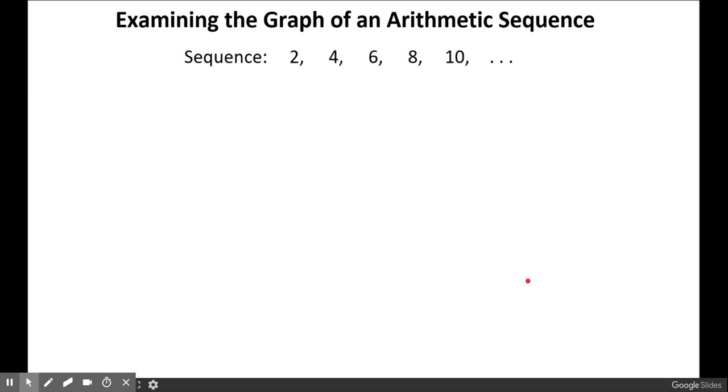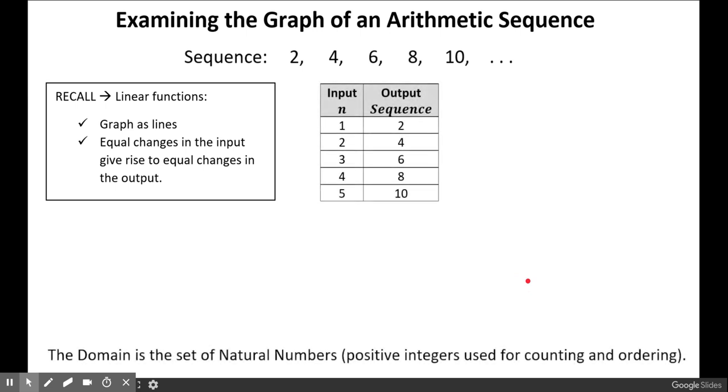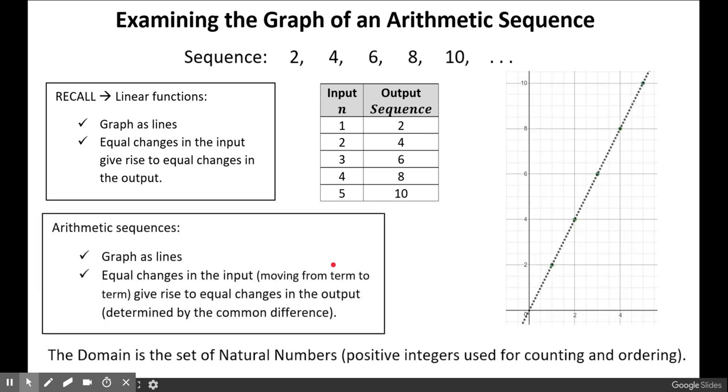Now it's important to look at the graph of an arithmetic sequence. I want you to recall that linear functions graph as lines. Equal changes in the input give rise to equal changes in the output. If we were to put our sequence into a table, the input value would be n, starting at 1 and going to 5. Notice the domain of our input value for a sequence is the set of natural numbers, the counting numbers, and the output would be the sequence. If we were to plot that in a graph, you would see that it is linear. So arithmetic sequences graph as lines, the same as a linear function: equal changes in the input give rise to equal changes in the output.